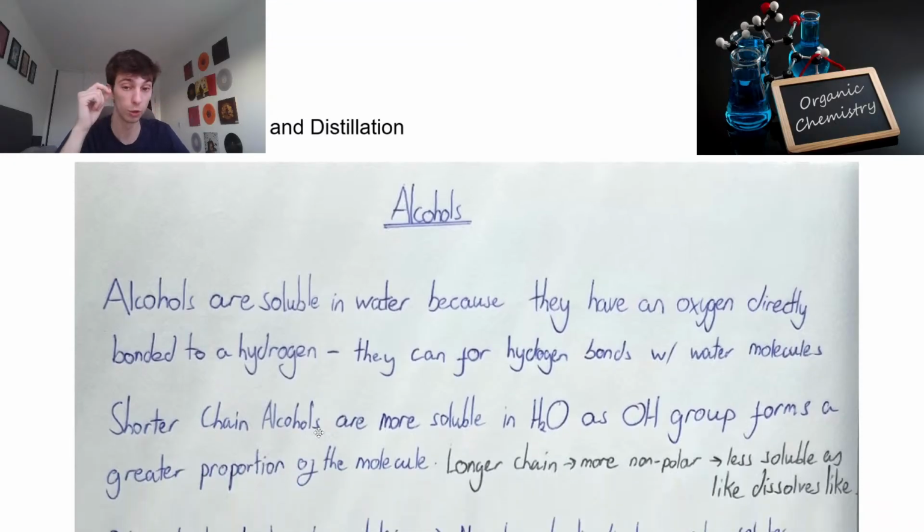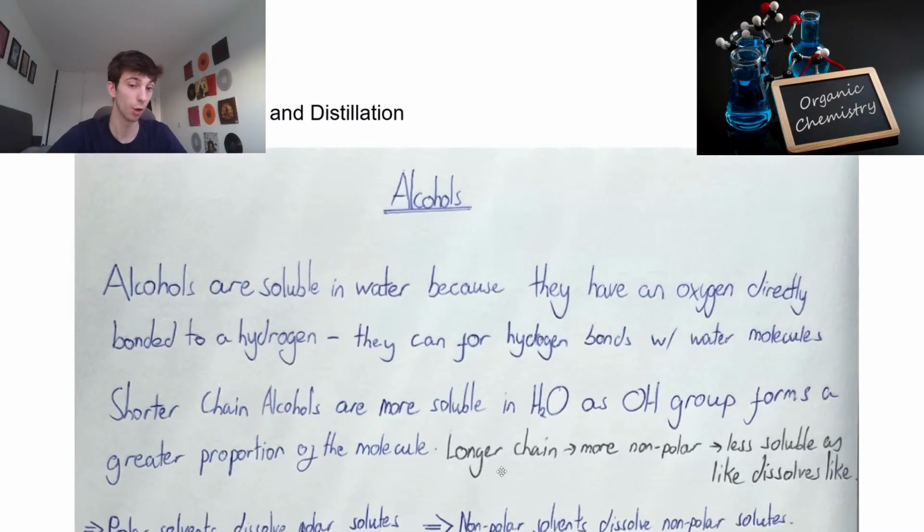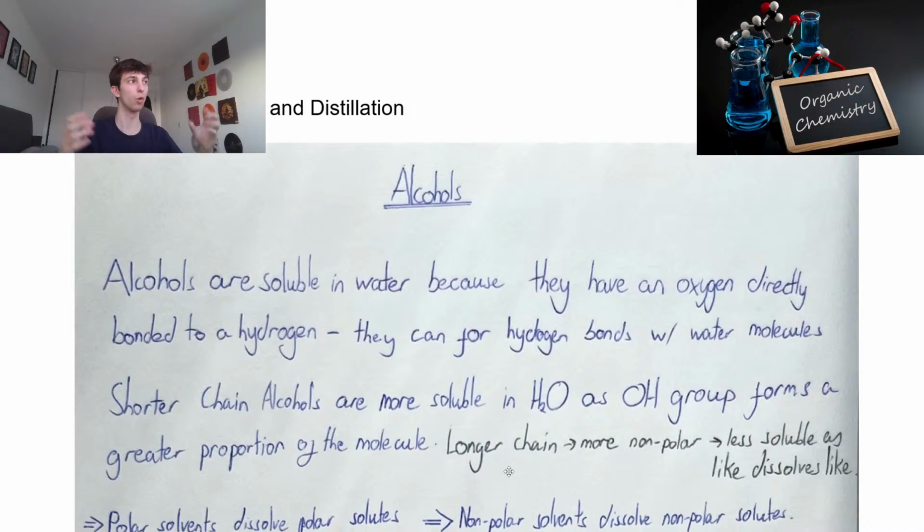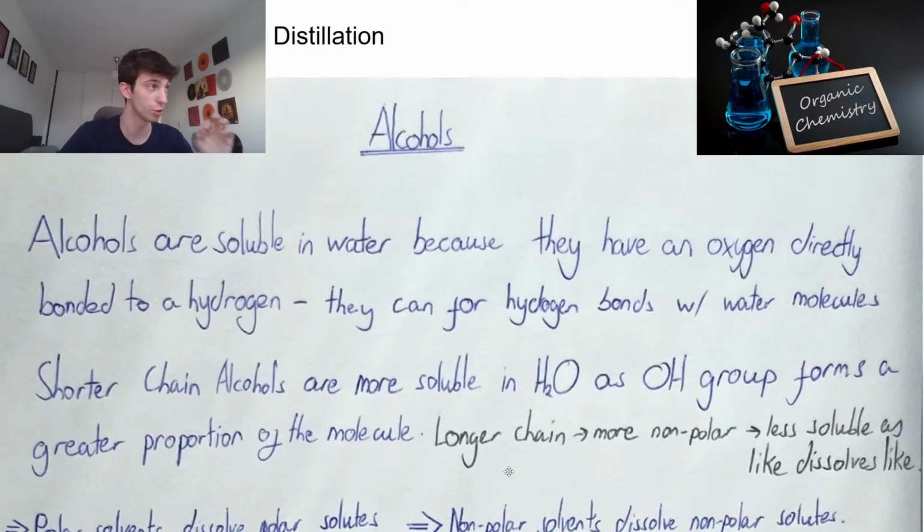Another key thing, guys. Shorter chain alcohols are more soluble in water because the OH group forms a greater proportion of the molecule. The longer the chain, the less proportion of the molecule that is polar, so it becomes less soluble because like dissolves like. Because water is a polar molecule and we have a polar OH in that alcohol, we want that alcohol to make up more of the molecule. Okay? So shorter chain alcohols are more soluble in water.